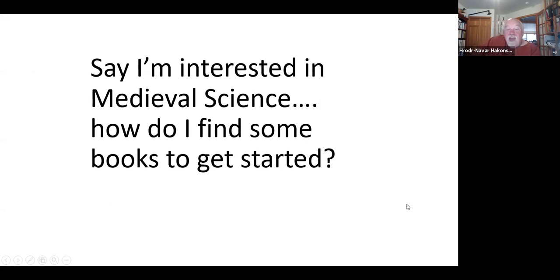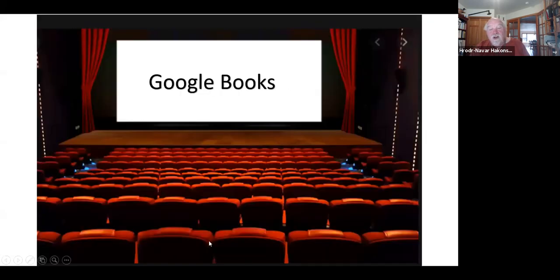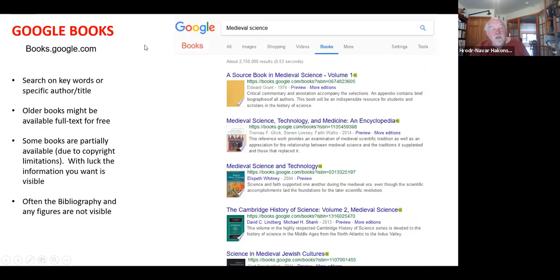Okay, so let's say I'm interested in medieval science. I am anyway. How do I find some books to get started? So I'll just start with a very general topic. How do I find some books to look this up? All right, so I'm going to introduce Google Books, books.google.com. You go to that page and you type in your keywords, medieval science.